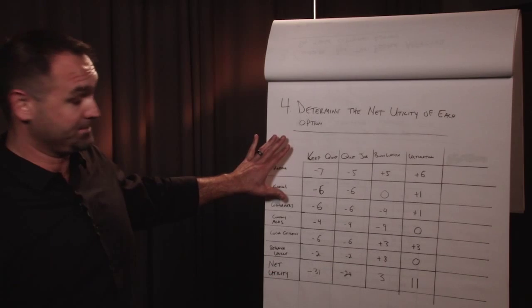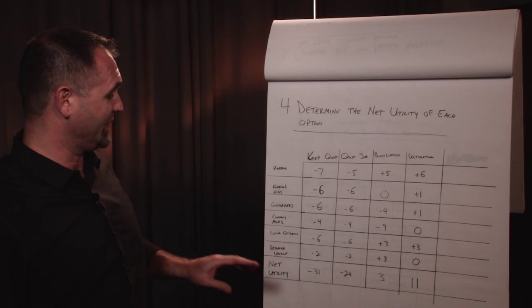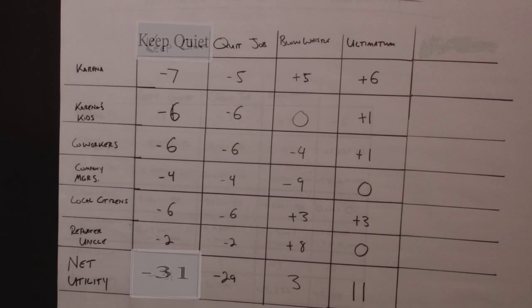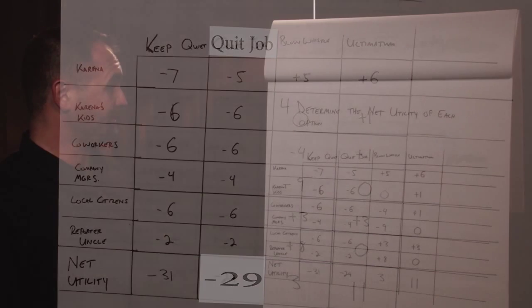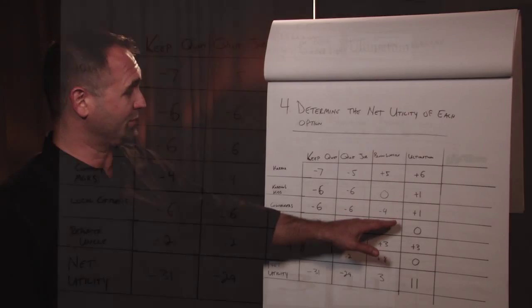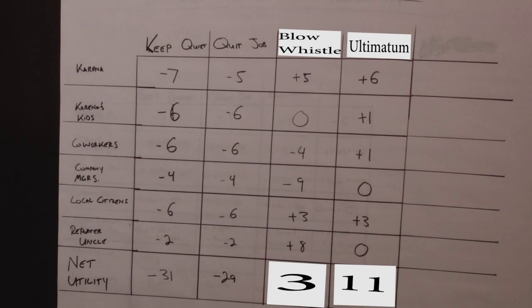So as I figured it, keeping quiet, if Karina were to say nothing, yields a net utility of negative 31. It looks like everyone in this situation is unhappy if that's the option that Karina chooses. Quitting her job also seems to lead to a negative net utility, for many of the same reasons, if you thought deeply about it. Quitting her job doesn't really address the problem, and if people are unhappy with her keeping quiet, they'd be just as likely to be unhappy if she quits her job and does nothing. On the other hand, you'll notice that whistleblowing and delivering an ultimatum to the bosses yield positive net utilities. So intuitively, at least, these seem like more promising options.